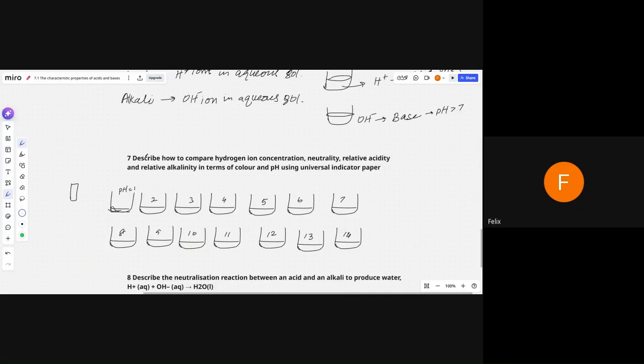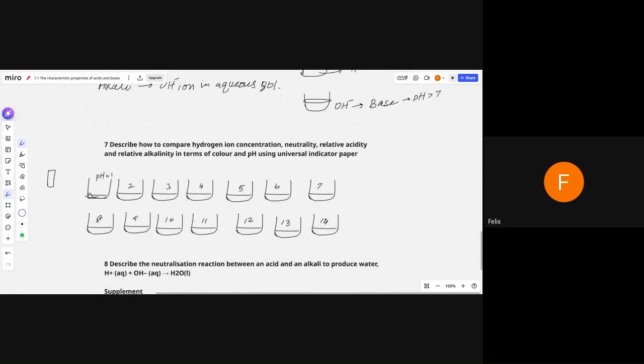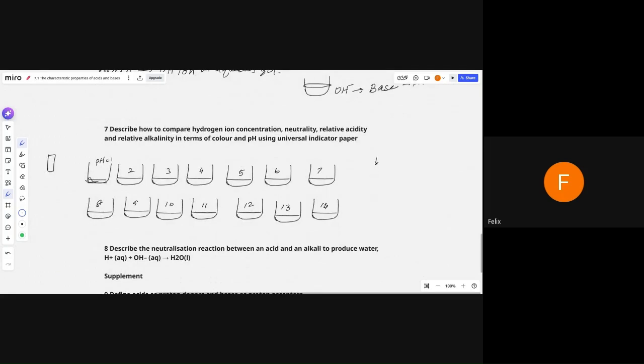So as we are moving from pH 1 to pH 14, remember, this is a very, very important point that we are about to discuss: whenever the pH increases, the concentration of hydrogen ion decreases. They are inversely proportional to each other, right? Remember that. And acidity also decreases, right? Since the pH is increasing, it means that the solution is going towards being basic or alkali in nature, right?